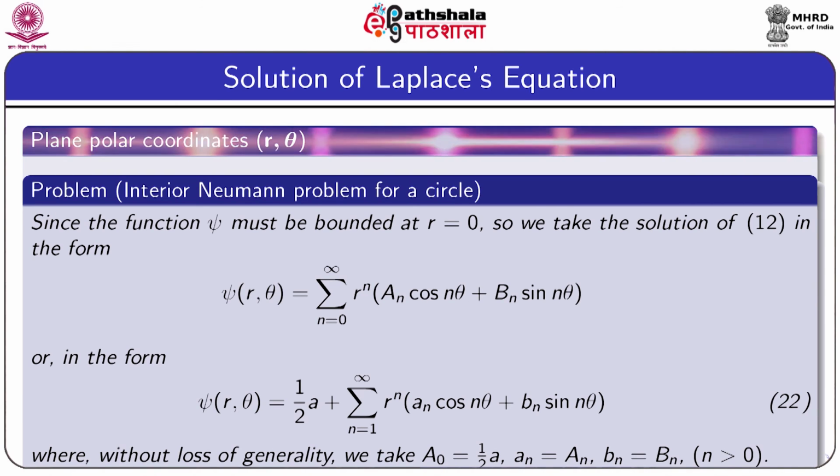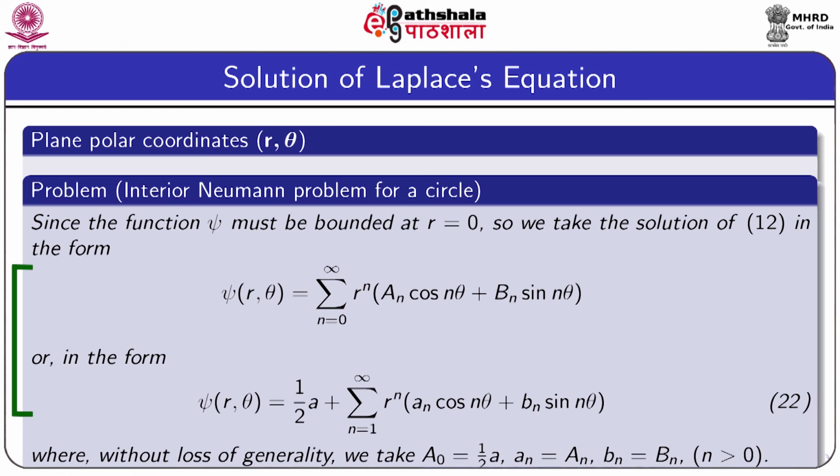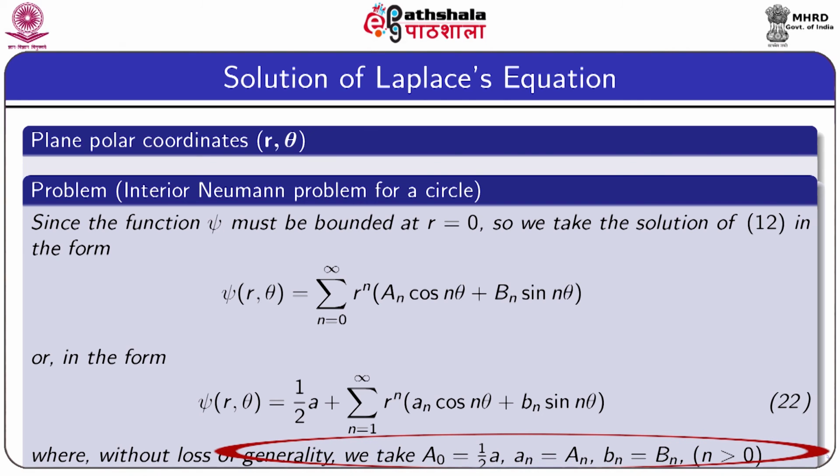Since psi must be bounded at r equals 0, we take the solution in this form where the r to the power minus n term is missing and we have to consider only the r to the power n term. So, the solution is written here, and this solution can be written in the form which is written in equation number 21, where the constants a0, an, bn are defined in this way.